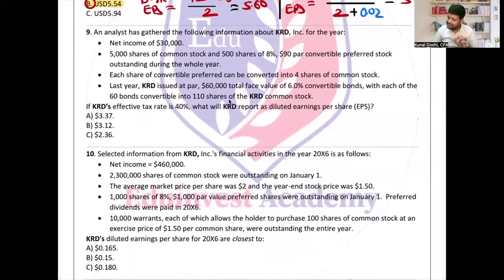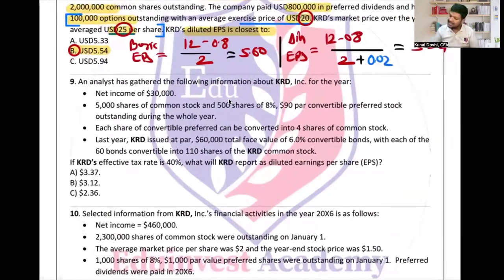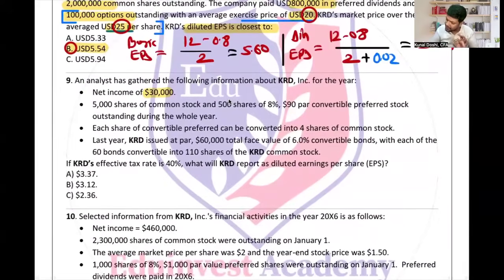Okay. Next. Analyst has gathered the following information. Net income is provided to me when they have convertible preferred stock, and they have also convertible bonds. Both are there. For bonds, I need the tax rate also. So first, we will calculate the basic EPS. Someone who's not getting the answer, check out the numbers: exactly 12 minus 0.8 divided by 2.02.